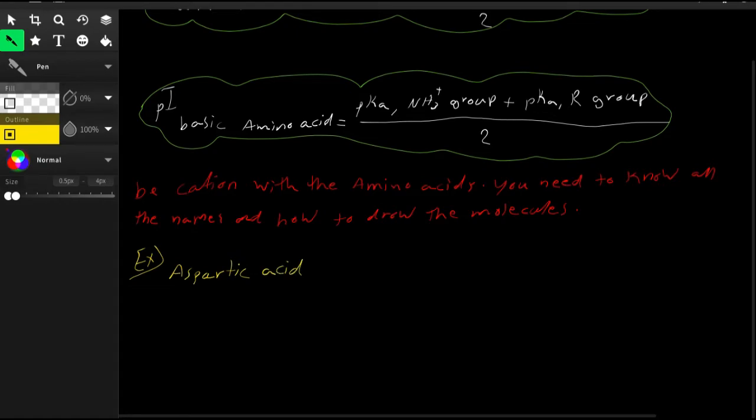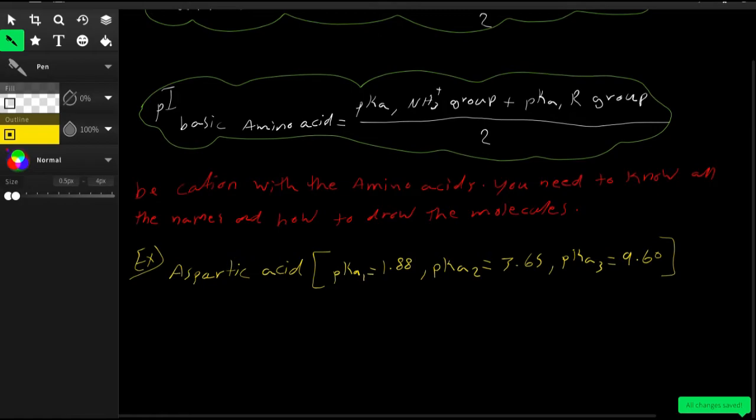Aspartic acid has three different pKa's. pKa 1 is 1.88. pKa 2 is 3.65. pKa 3 equal 9.60.